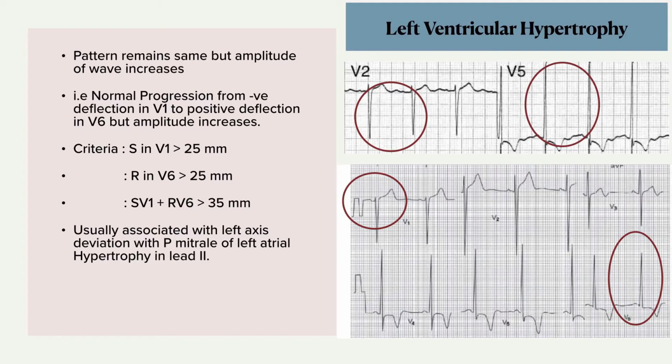This ECG shows normal progression from negative deflection in lead V1 to positive deflection in lead V6, but the amplitudes of waves have increased. Now let's measure the amplitude of S wave in lead V1, which is 16 mm, and the amplitude of R wave in lead V6, which is 22 mm. So SV1 plus RV6 equals 38 mm, which is greater than 35 mm. So this is left ventricular hypertrophy.